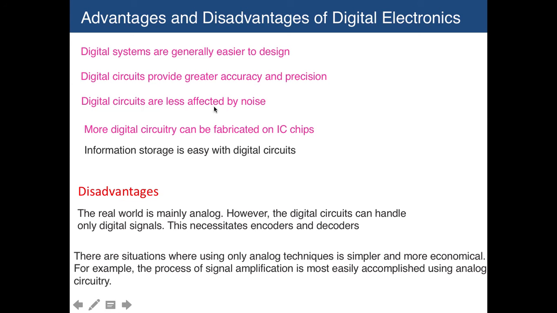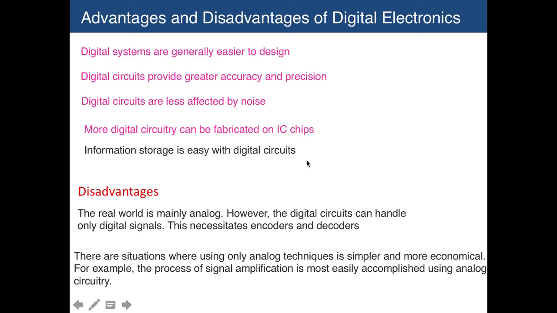Digital circuits are less affected by noise. Spurious voltage or noise can be easily rejected in the digital circuit as compared to the analog circuit. And more digital circuitry can be fabricated on IC chips. Like in the analog circuit you need to use capacitors and inductors, but in digital circuits this fabrication is quite easy on the IC chip. And information storage is easy with digital circuits.